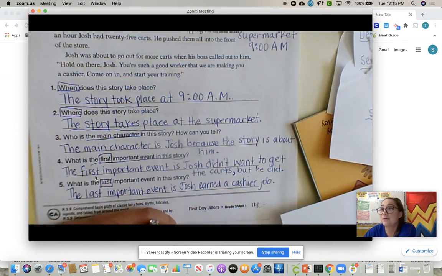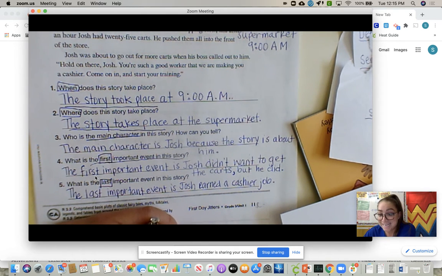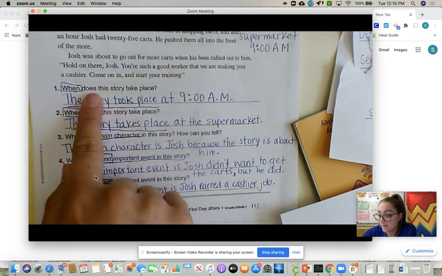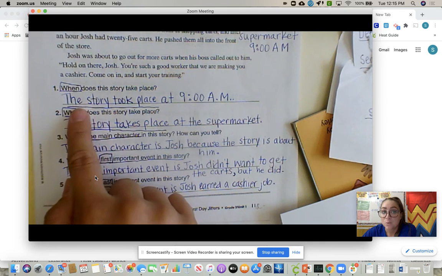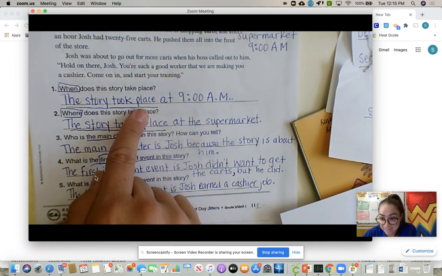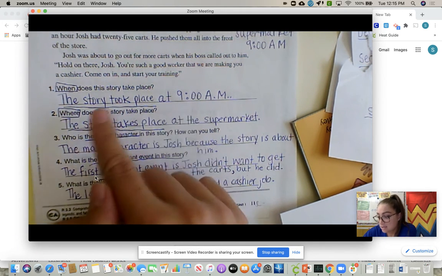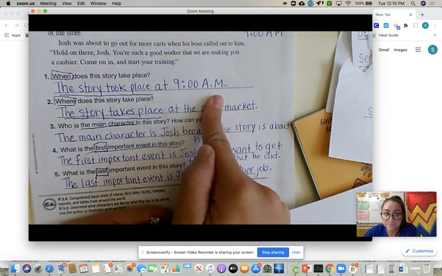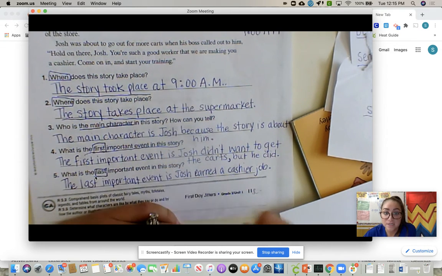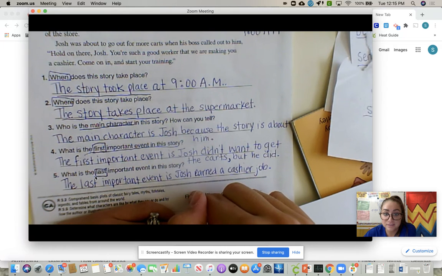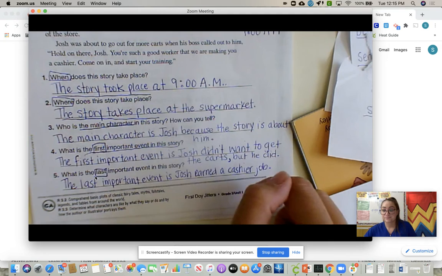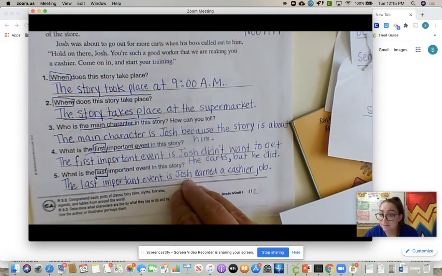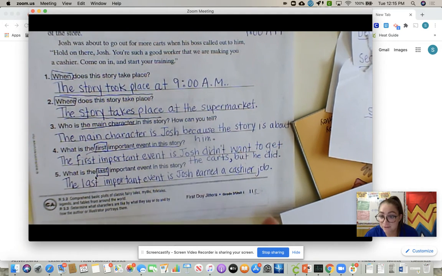Then we jump to our questions. Now, what I really want our students to get down is restating the question and writing in complete sentences. So, for instance, when does this story take place? What we did is we restated everything first and then answered it. So, the story took place at 9 a.m. If you want to pause this, you can. And we worked on this. For their homework, though, some still had a few to write. So if they miss something, you can pause.